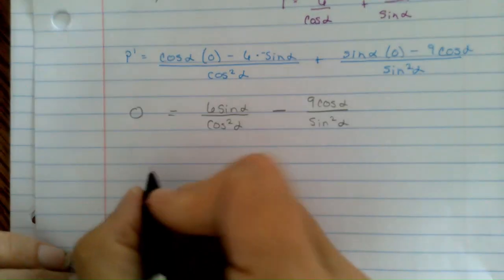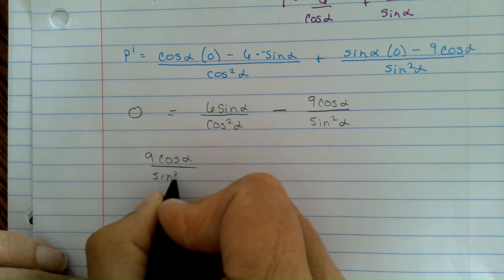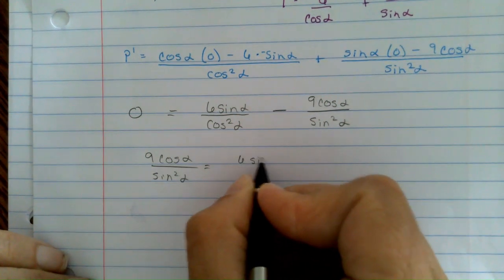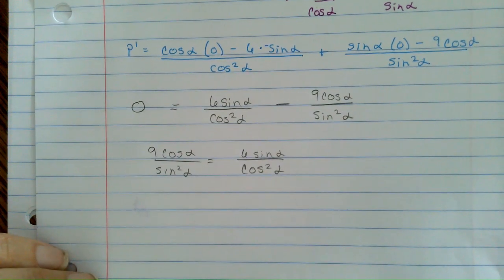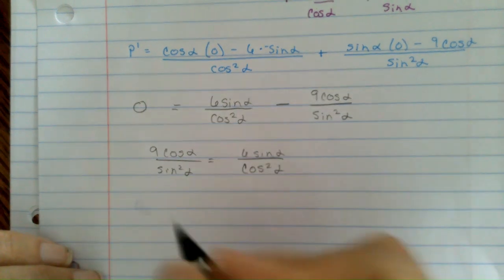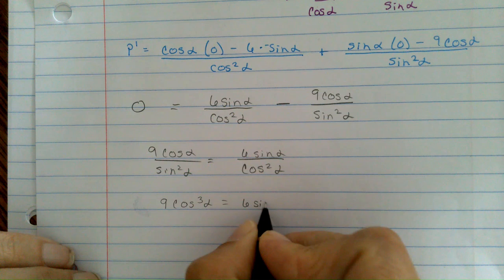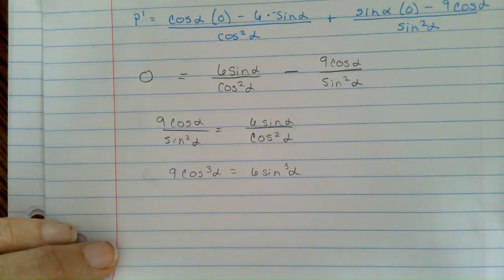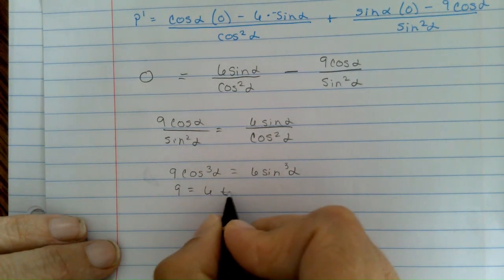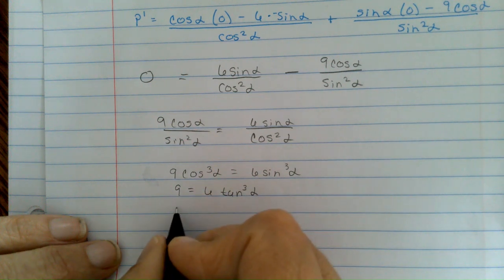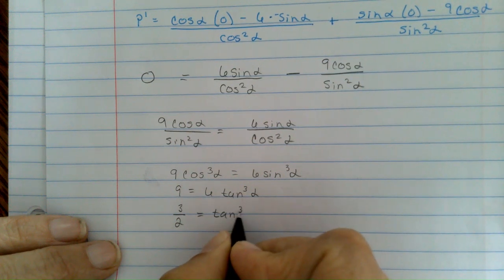Okay, I'll move it to the other side. 9 cosine of alpha sine squared equals 6 sine of alpha cosine squared. So 9 cosine cubed equals 6 sine cubed. Or we could divide by cosine cubed to get 9 equals 6 tangent cubed. So 3/2 equals tangent cubed of alpha.